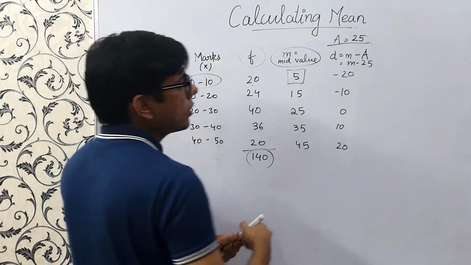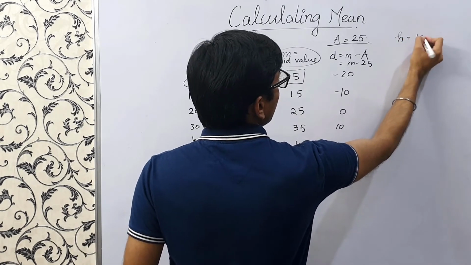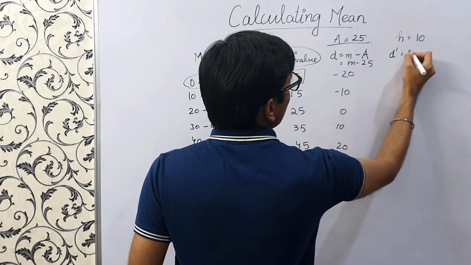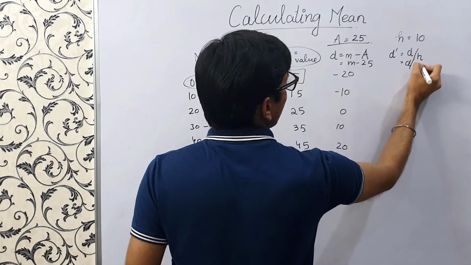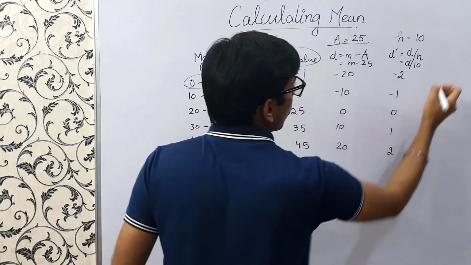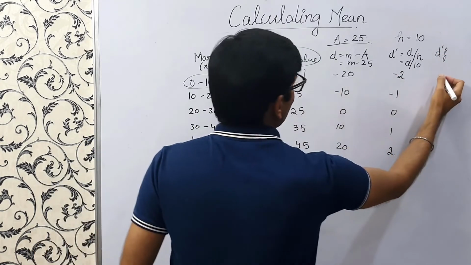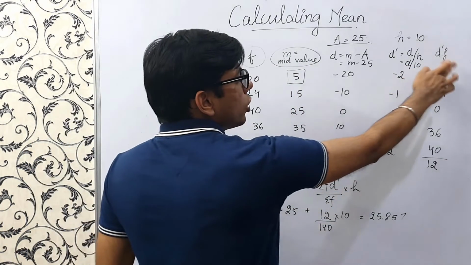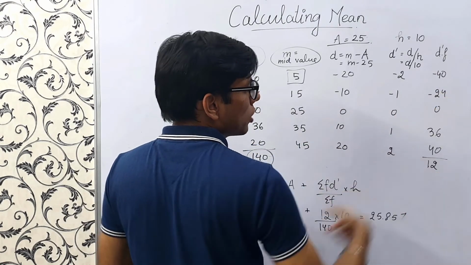Till here the steps remain the same, but now what we have to do is consider h equals 10 and our d dash equals d by h, that is nothing but d by 10. So this is minus 2, this is minus 1, this is 0, and so on. Now calculate d dash into f. So this is our d dash into f, right? This is minus 4. So we get these observations, minus 40, minus 24, and the summation is 12.